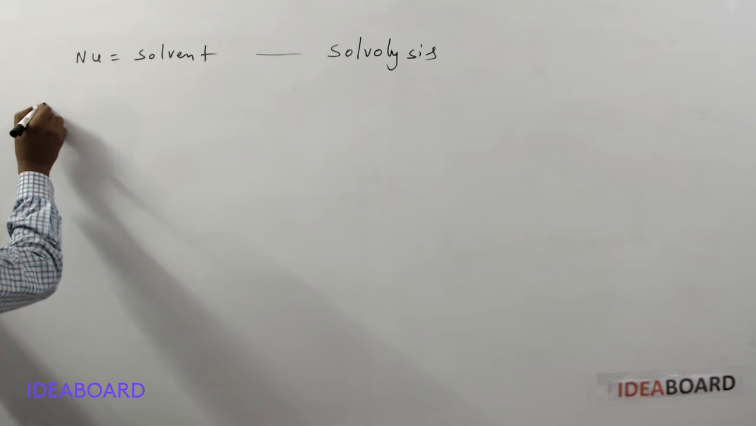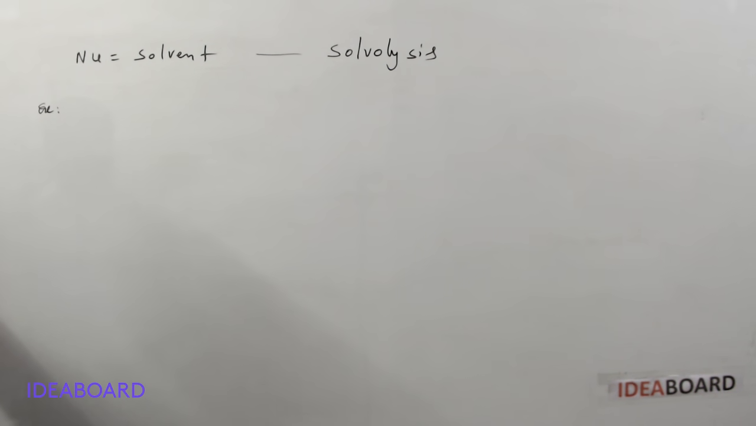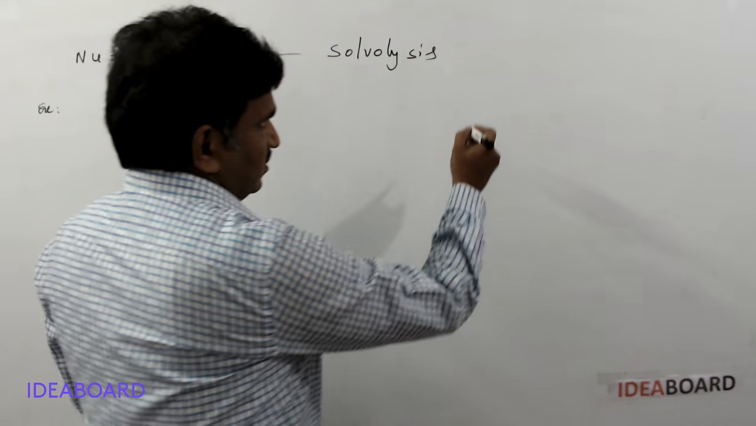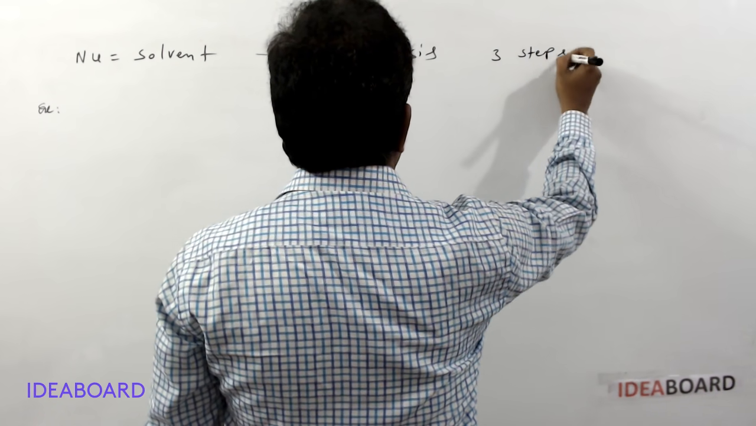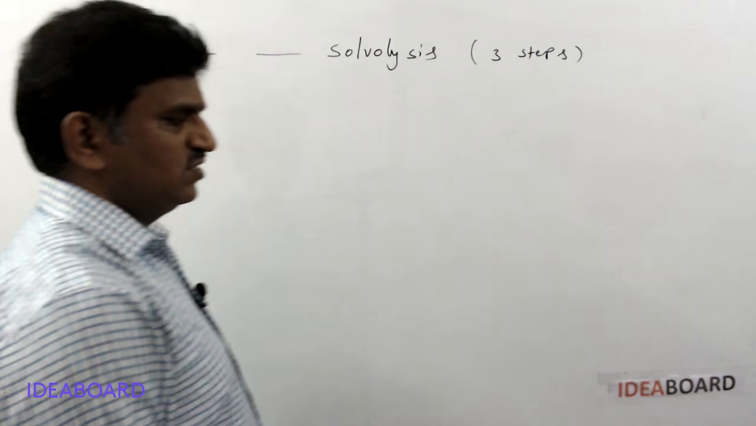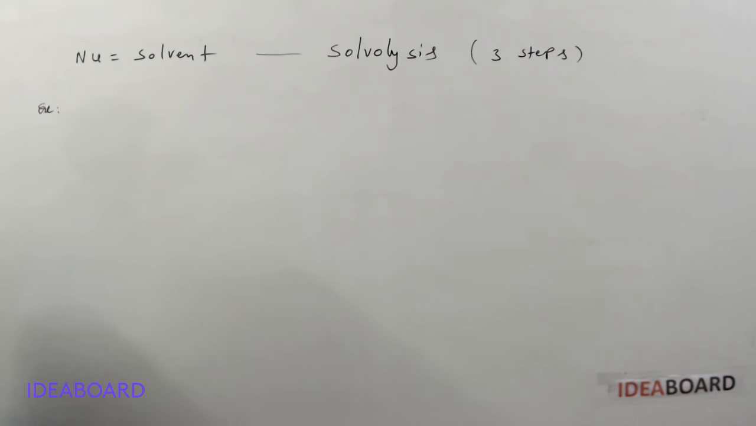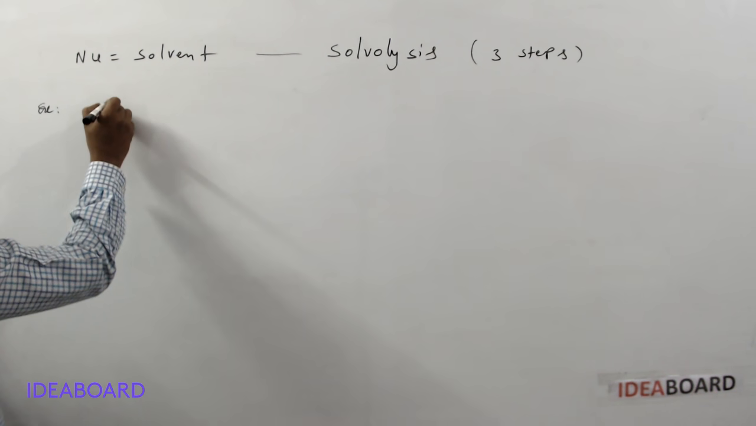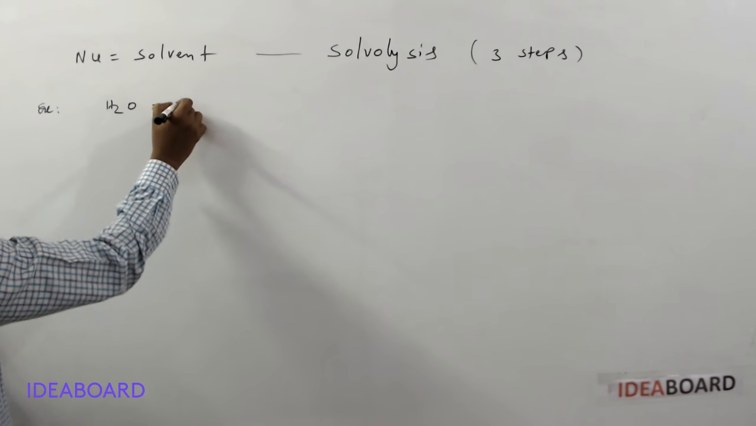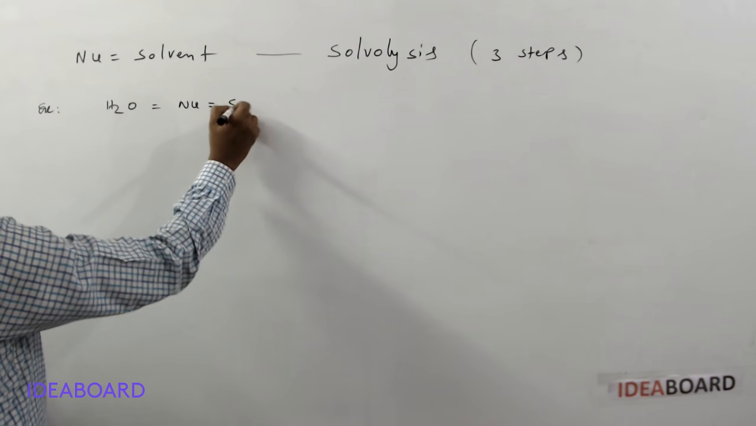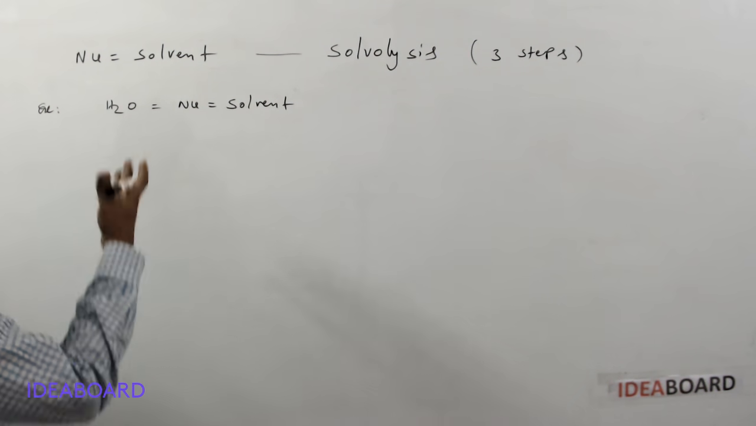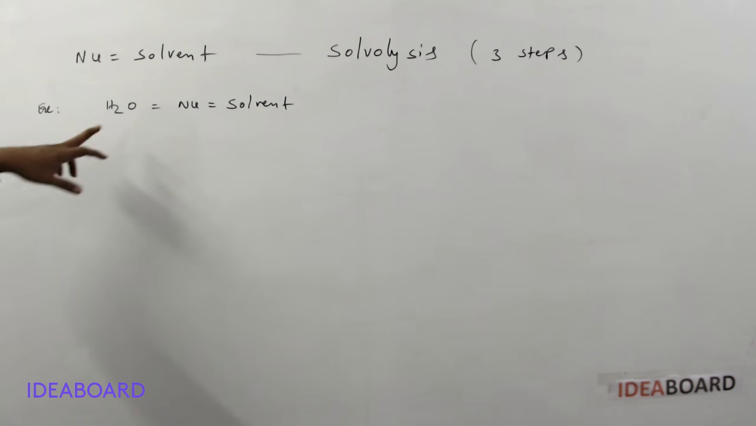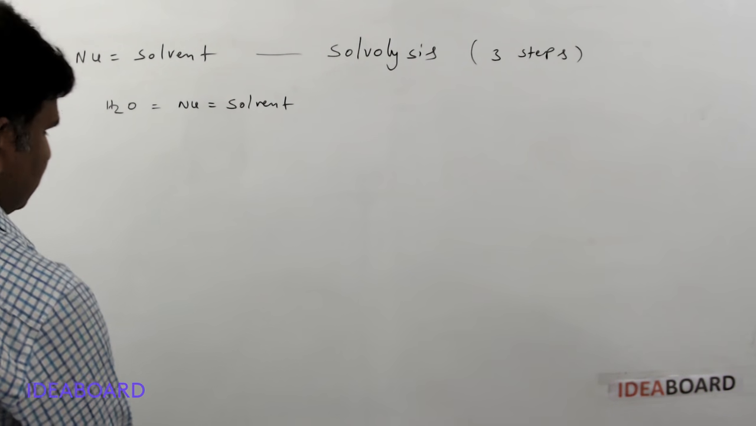Here is an example for this reaction. Solvolysis reactions occur in 3 steps. Normal SN1 reactions occur in 2 steps, but solvolysis reactions occur in 3 steps. For example, H2O is acting as a nucleophile and also as a solvent. We said polar protic solvent H2O is acting as a nucleophile and it is also acting as a solvent.